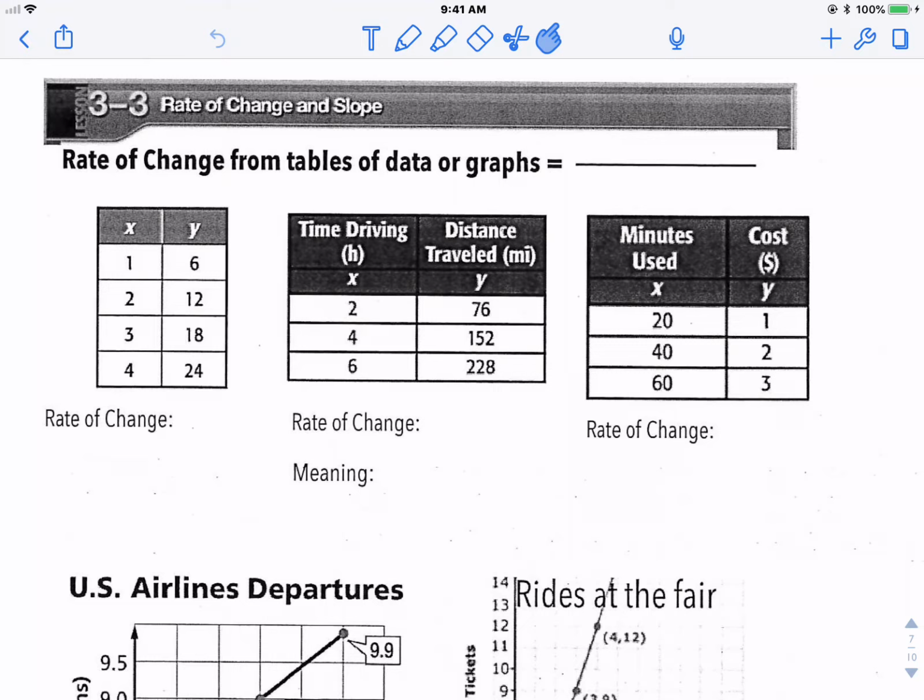In 3.3, we're going to pick up from the information we were doing when we were collecting data. When we collect data, we often look to see what the data is changing by. And the rate of change for tables or graphs can be calculated in one straightforward way every time. It's the change in the output values. We're going to call those y's. And the change in our input values, and we compare.